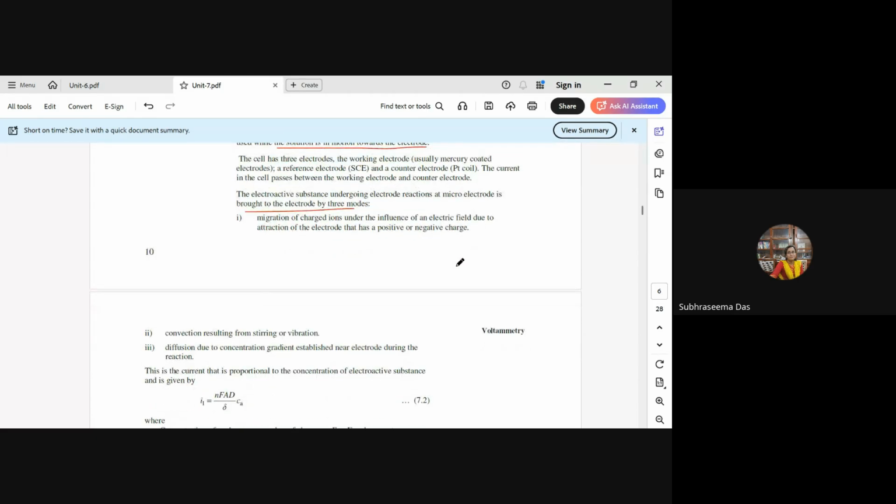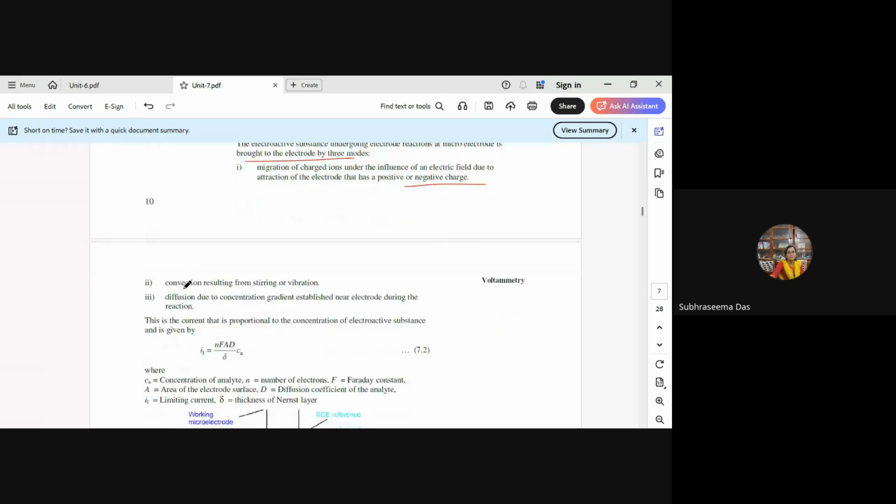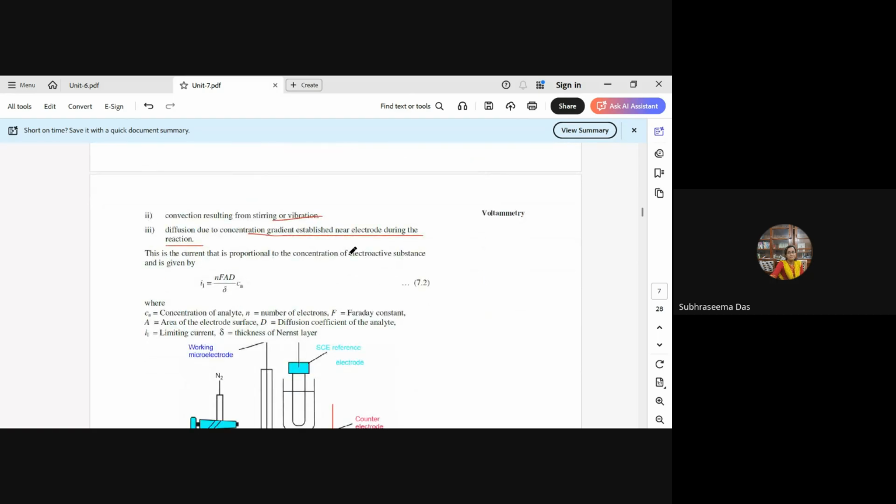First is the migration of the charged ions under the influence of an electric field, due to the attraction of the electrode that has a positive or a negative charge. Second is the convection resulting from stirring or vibration, and the third is the diffusion due to the concentration gradient near the electrode during the reaction. So the current is proportional to the concentration of the electroactive substance and is given by I = nFAD/δ × C_A.